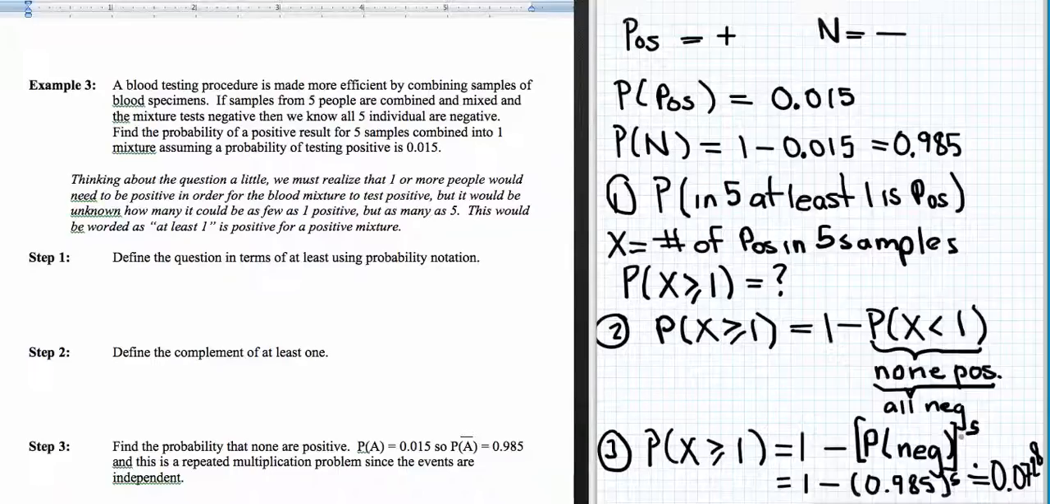So you're going to save your lab time and money by just throwing these all together. And very rarely are you going to have to go back and retest, because it's a rare occurrence, 7.3% chance, that you're going to run across a case where you actually have to retest all 5 of them.